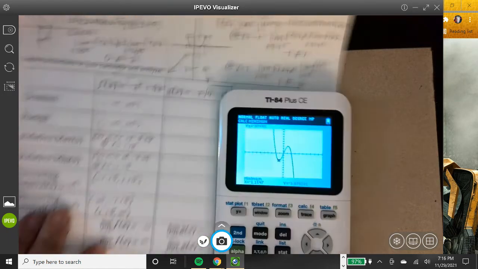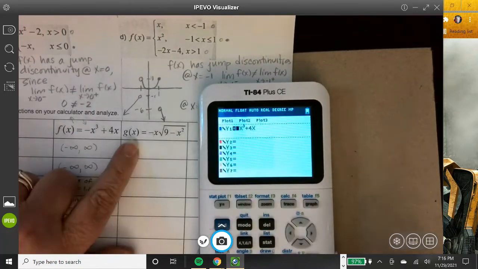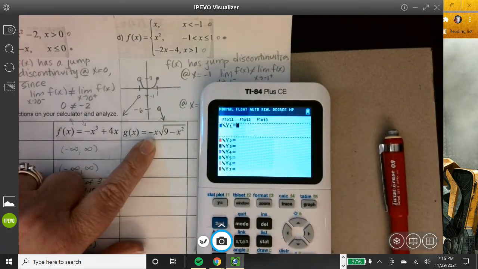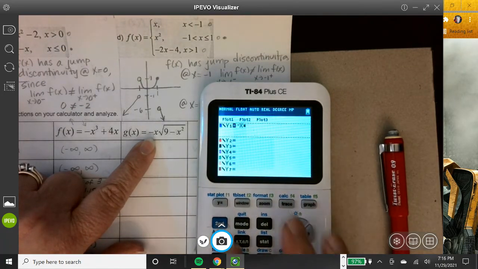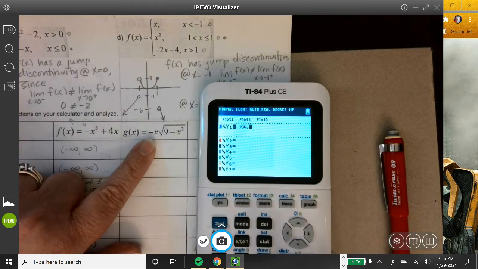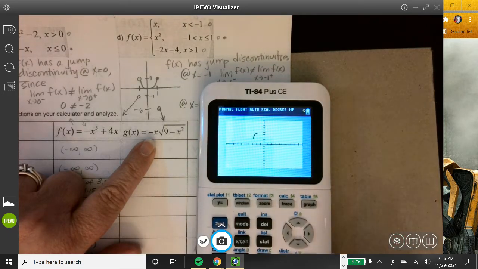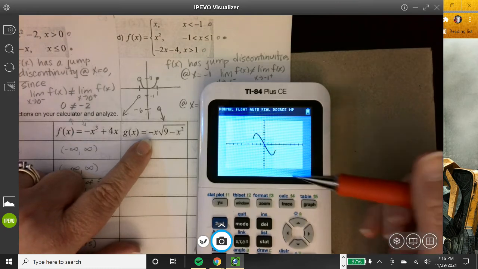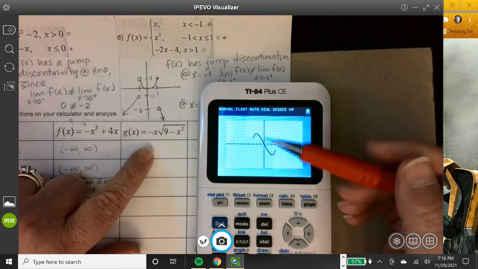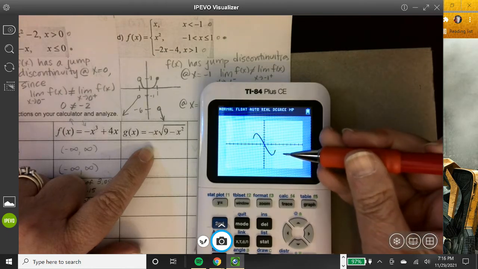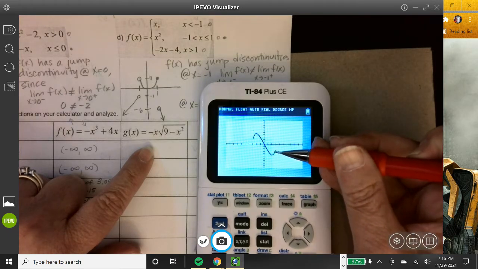All right, let's do the next one. Y equals. All right, so let's type that in. I'm going to clear this out. This is negative x times the square root of 9 minus x squared. I'm going to do zoom 6, zoom standard. Now, this is very interesting here because it looks like it doesn't reach.